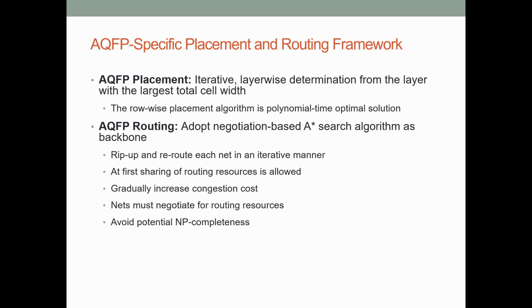For the AQFP routing, we have adopted the negotiation-based A-star search algorithm as a backbone, and we have optimized it for the AQFP technology. It rips up and reroutes each net in an iterative manner. At first, sharing of the routing resources is allowed. Then we gradually increase the congestion cost, and the nets need to negotiate with each other for the routing resources. This can avoid the potential NP-completeness, so it avoids the potential rip-up and reroute procedures.